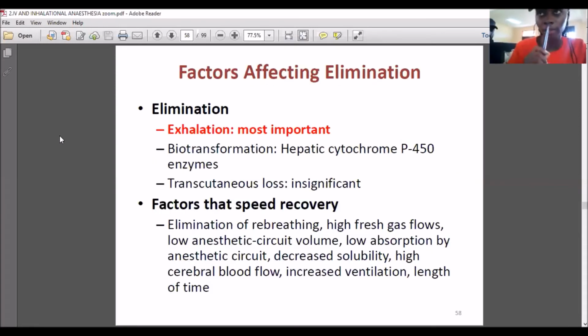So we're on 58, the factors affecting elimination. We've talked about the elimination where exhalation is most important. Where we find biotransformation, like hepatic cytochrome P450 enzymes. Also transcutaneous loss, which is insignificant. So factors that speed recovery: elimination of rebreathing, high fresh gas flows, low anesthetic circuit volume, low absorption by anesthetic circuit, decreased solubility, high cerebral blood flow, and increased ventilation, also length of time. So these are the factors that speed recovery.